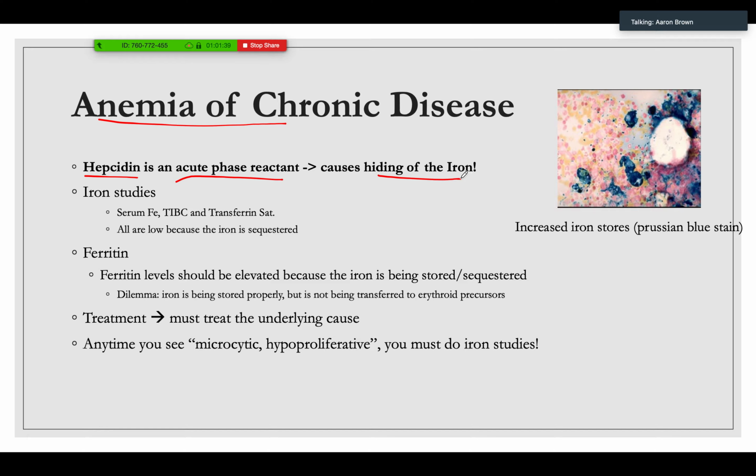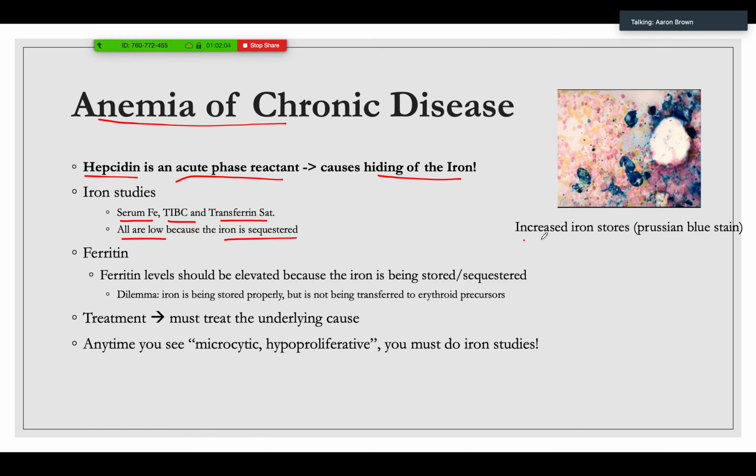It's increasing hepcidin. It's hiding the iron because it thinks that there's a bacterial infection going on, even though that's not the case. Okay? And so in the iron studies, what you see is that our serum iron, our iron binding capacity, and our transferrin saturation are all going to be low. Why? The iron is sequestered. We have plenty of iron in our body, but it's all being hidden in the bone marrow.